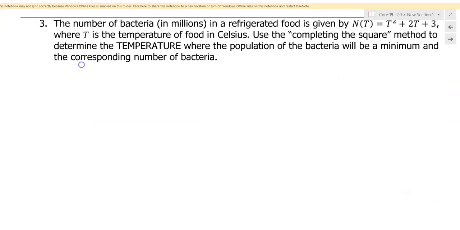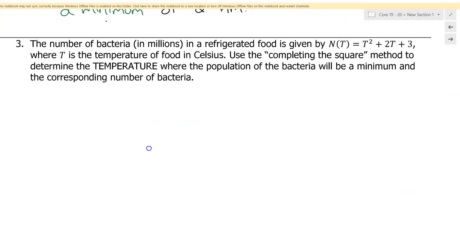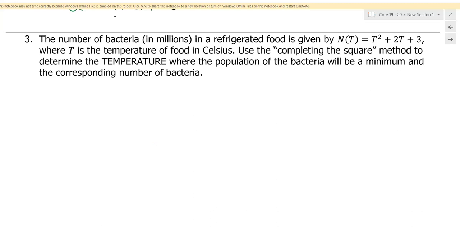One more of these. Oh, no, this is a different type of problem. The number of bacteria in millions in refrigerated food is given by n of t equals t squared plus 2t plus 3, where t is the temperature of food in Celsius. Use the completing the square method to determine the temperature where the population of the bacteria will be a minimum and the corresponding number of bacteria.